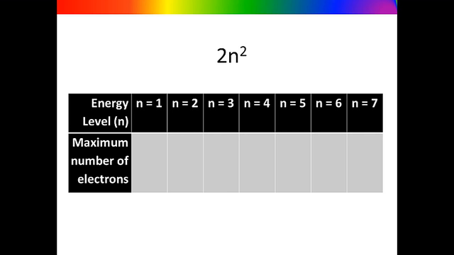On the first energy level, the energy level closest to the nucleus, n equals 1. So the maximum number of electrons that could go on energy level 1 is 2 times 1 squared, which equals 2. On the second energy level, n equals 2. So the maximum number of electrons that could go on energy level 2 is 2 times 2 squared, which equals 8.